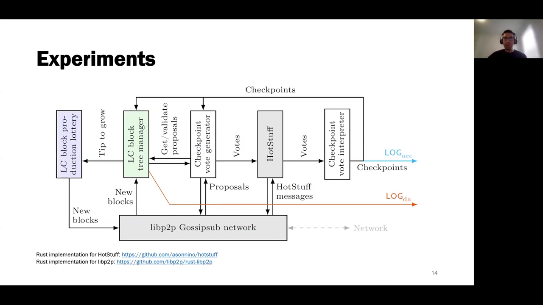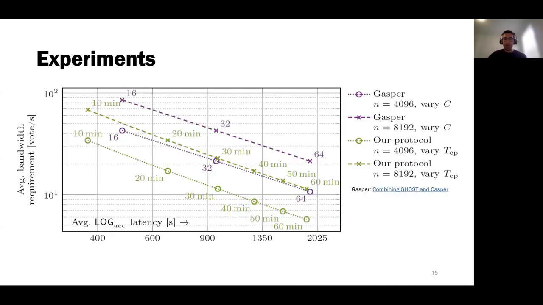We have also implemented our protocol using HotStuff as the accountable safe consensus protocol. The accountability gadget was deployed on top of a longest chain protocol, and experiments were run. We have benchmarked our experiments against Gasper, the consensus protocol for proof-of-stake Ethereum. Two major metrics of comparison for us were the average bandwidth requirement, measured in bytes per second, and the average latency for the accountable prefix ledger.